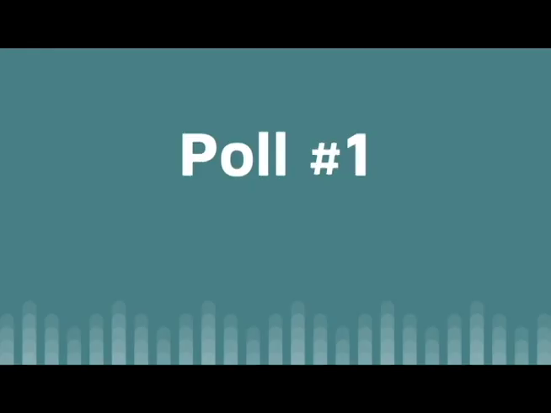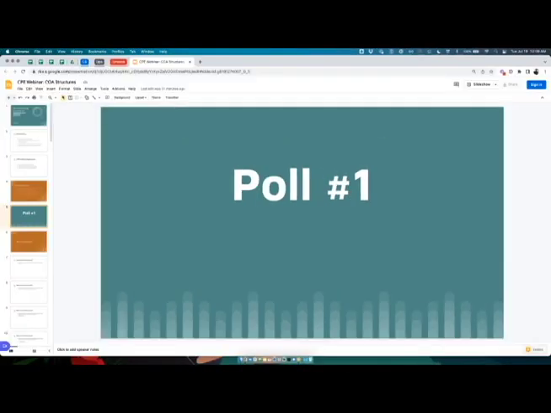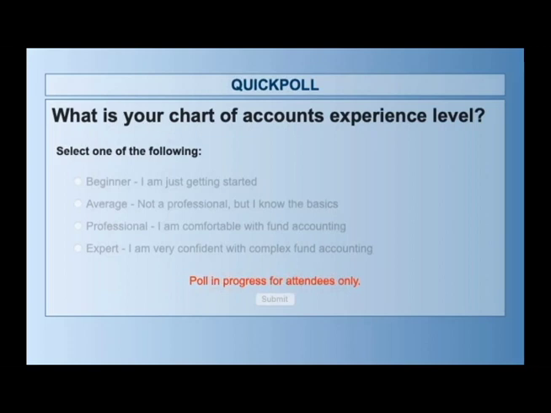Before we jump in, let's go ahead and get that first poll question out of the way. You should see a pop-up. Here we go. I'm going to select the first poll here. And again, you should see this as a separate window that pops up for you. The question is, what is your chart of accounts experience level? Beginner, average, professional, and expert.